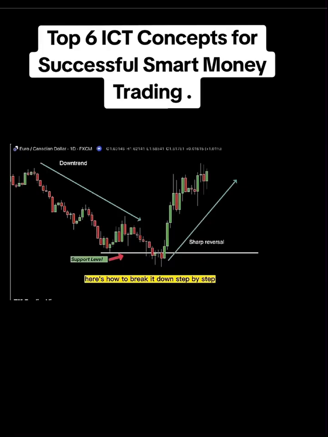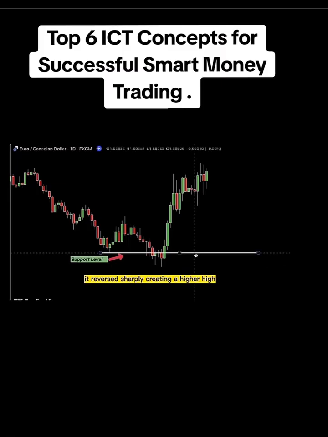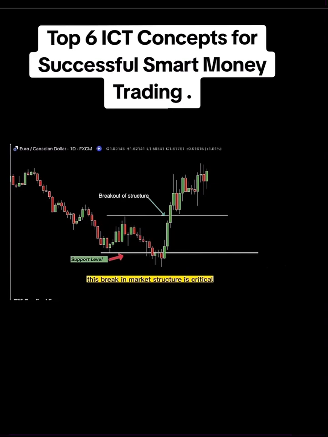Here's how to break it down step by step. Identify the market structure break. As the market reached a significant low, it reversed sharply, creating a higher high and breaking the previous lower high structure. This break in market structure is critical because it indicates that smart money has stepped in, shifting the trend from bearish to bullish.